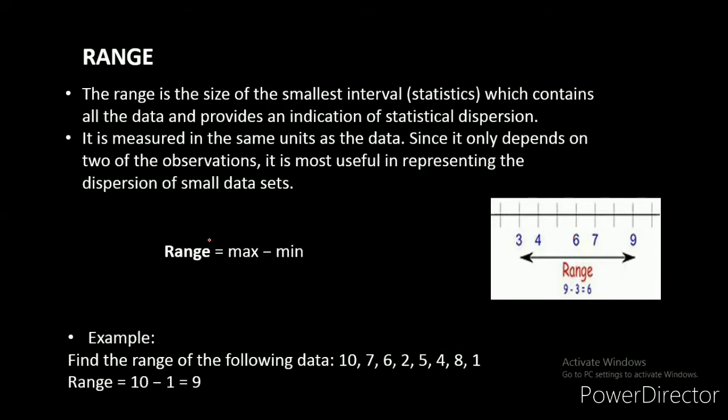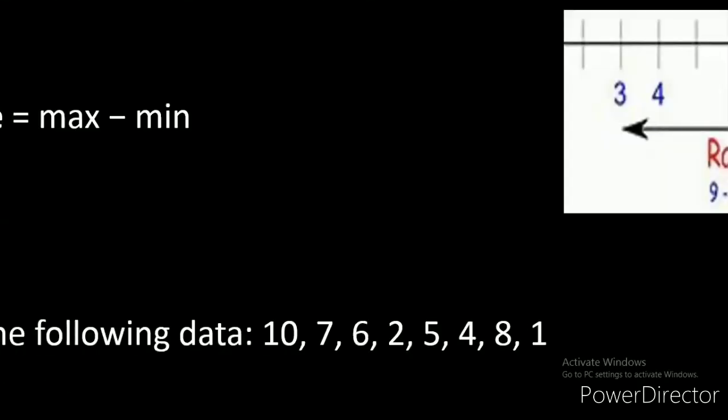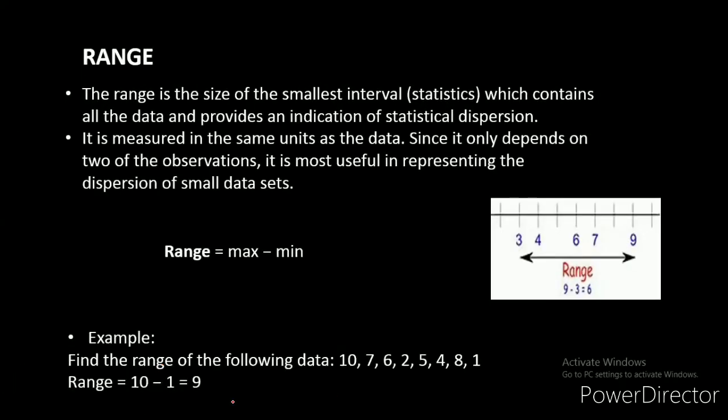Range is equal to the maximum observation minus minimum observation, that is, highest minus lowest. In this, 9 is the highest observation and 3 is the lowest observation. So range is 9 minus 3, which is equal to 6. Now an example: find the range of the following data. In these observations, 10 is the highest observation and 1 is the smallest observation. So range is equal to 10 minus 1, which is equal to 9.